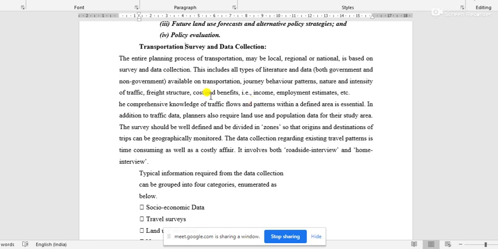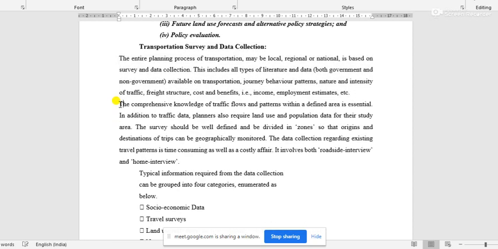And traffic flow patterns within the different defined area is also essential in this survey, or you have to collect all those data for the transportation planning purpose.